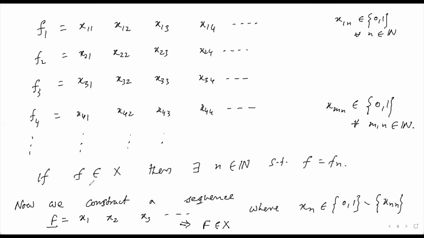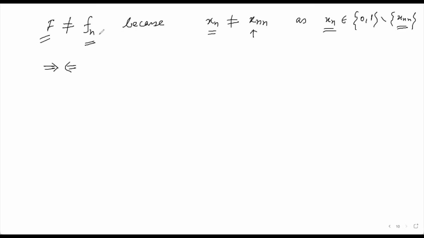So this is a contradiction. As you know, if F belongs to capital X, then there should exist some natural number n such that F equals fn. But here we don't have a natural number small n such that F equals fn. So this is a contradiction. Thus we conclude the proof.